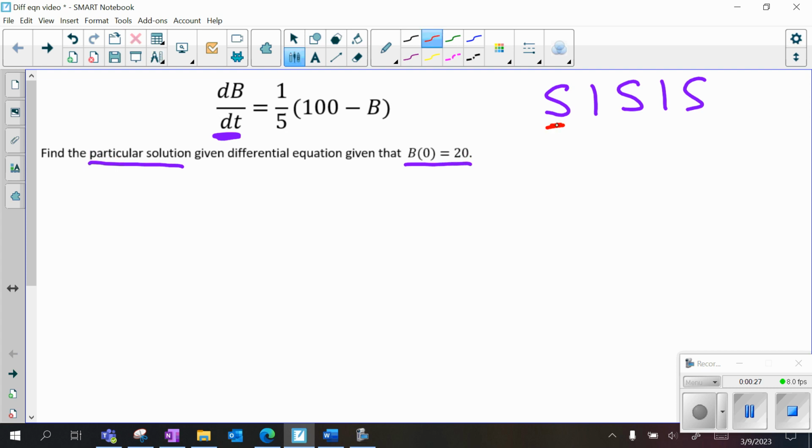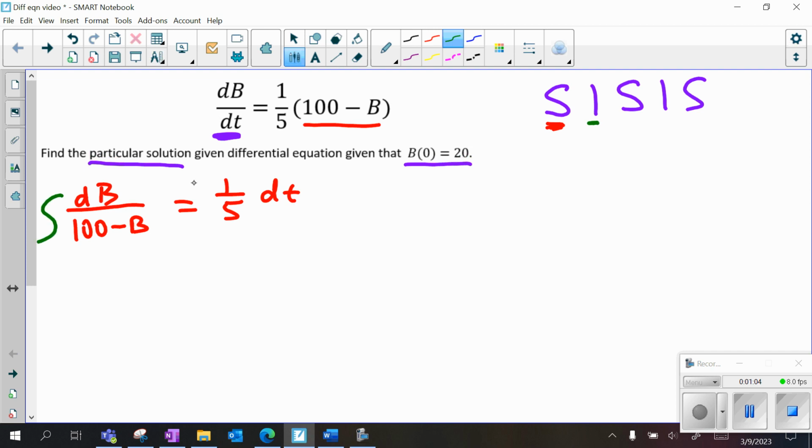The first S stands for separate. So let's separate this equation. Let's get the b's on the left and the dt on the right. So we can divide over this 100 minus b, and we'll multiply the dt over to the right. So we separated.